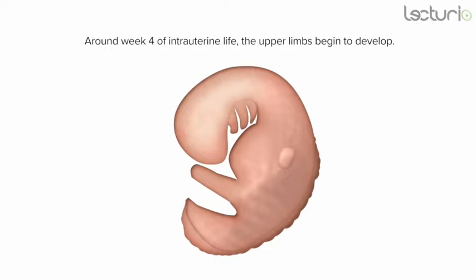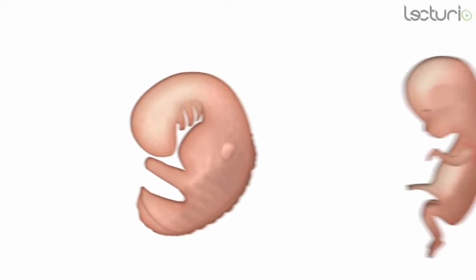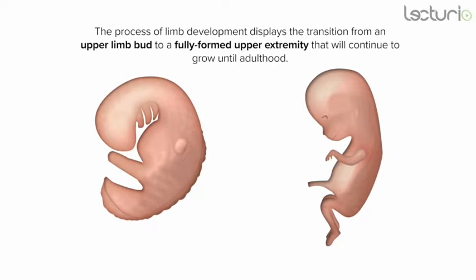Around week 4 of intrauterine life, the upper limbs begin to develop. The process of limb development displays the transition from an upper limb bud to a fully formed upper extremity that will continue to grow until adulthood.